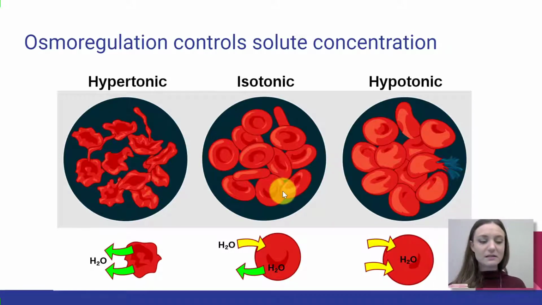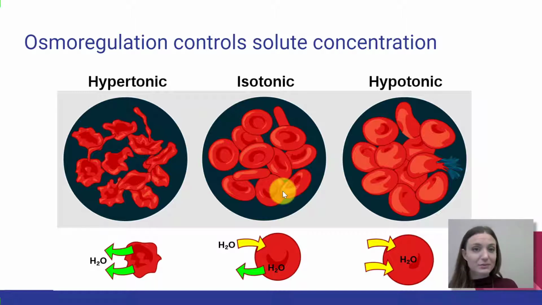So cells can't move water directly. They can move solutes, they can move ions, they can move other particles, other molecules, but there is no transporter for water. But because of osmosis, water will go wherever the solute concentration is, right? Water will move to the higher solute area, right?